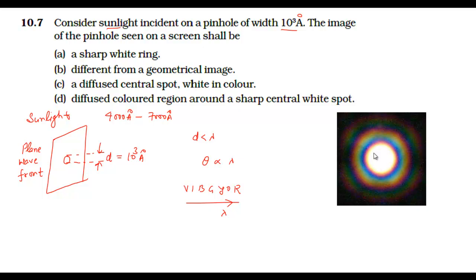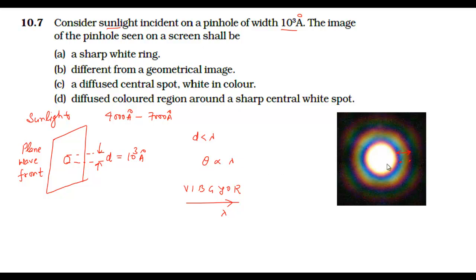Here we have a sharp white central spot, because this is the central maxima of the diffraction, and all the colors have constructive interference in this central region, which is of different geometry than the size of the slit. The central maxima is a white spot, and outside it you can see, starting from blue and ending at red. As the wavelength increases, so does the angular spread.